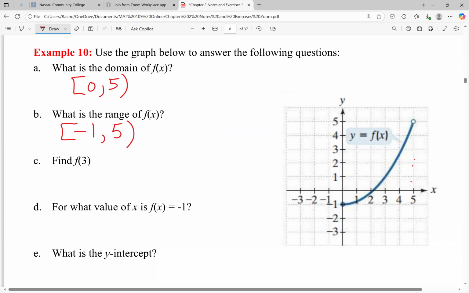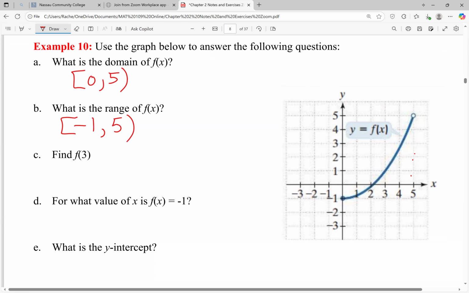Now let's find f of 3. In other words, what is the y value when x is 3? So here's x is 3. Where does it hit the graph? It hits the graph right here. What's that y value? It's 1. So f of 3 is equal to 1.